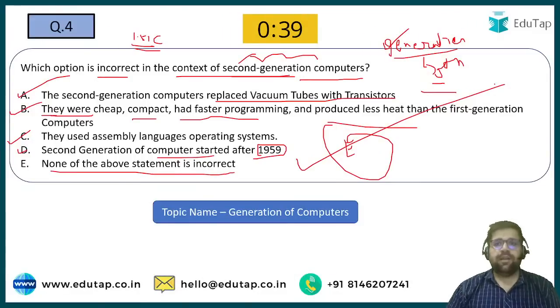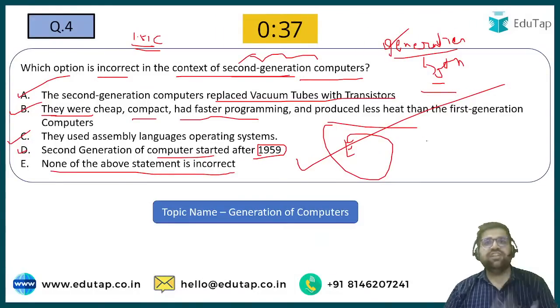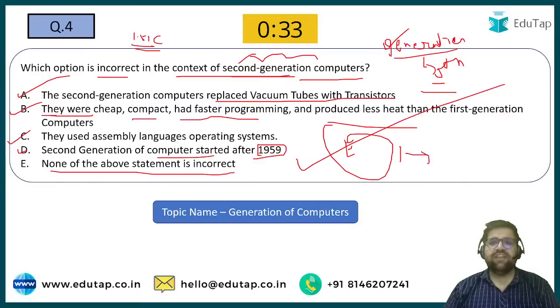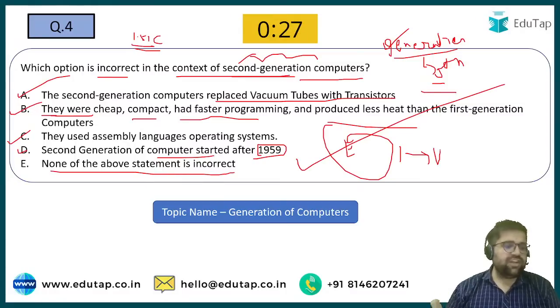Now let's revise. What are the technologies which were used in different generations? Tell me, what were first generation computers using? I hope you will say vacuum tubes. What was the first generation of computer using? Let me know your answers in the chat box.